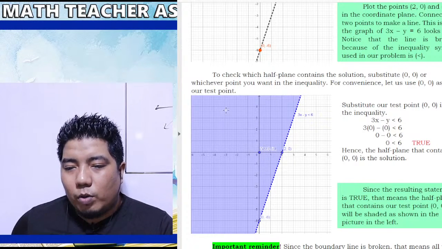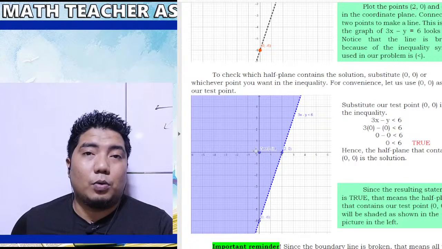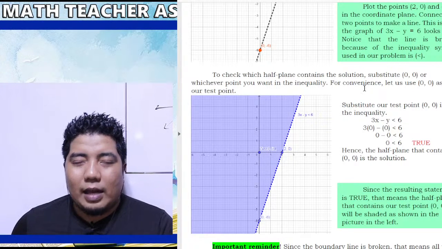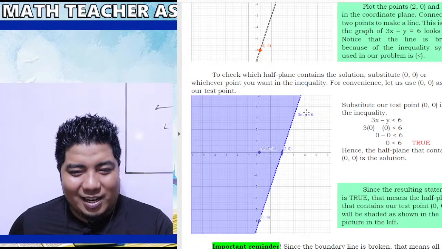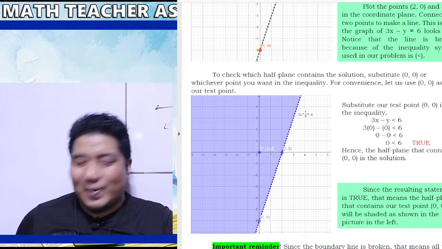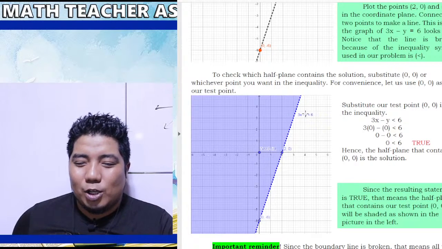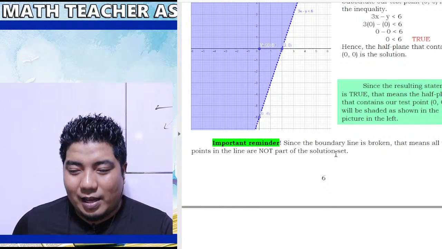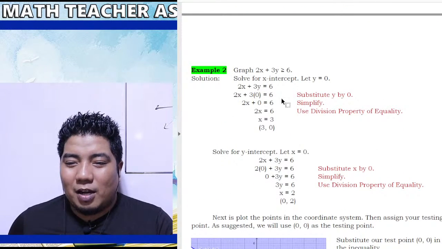So, therefore, we will shade all the part that includes 0. Okay, so everything shaded here will be the solution of our linear inequality. But the boundary line is not included. Got it? Okay. I hope you got that one, my dear math learners. Alright. So, an important reminder: since the boundary line is broken, that means all the points on the line are not part of the solution set. Okay. So, example number 2, we have another one here.